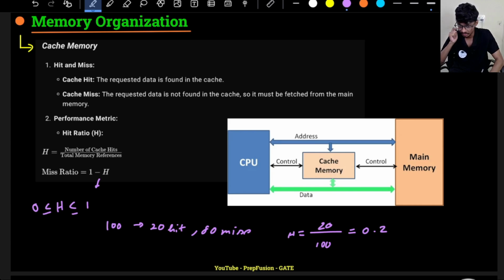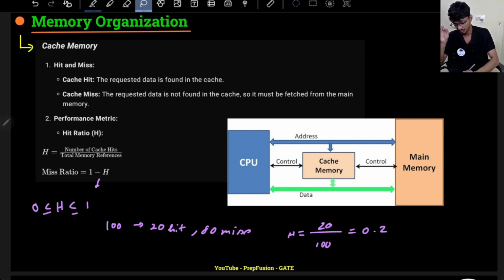Now I went to the cache memory 100 times and I was very lucky. All 100 were hits. So I did not need to go to the main memory even once. Okay, so hit ratio will be between 0 and 1.